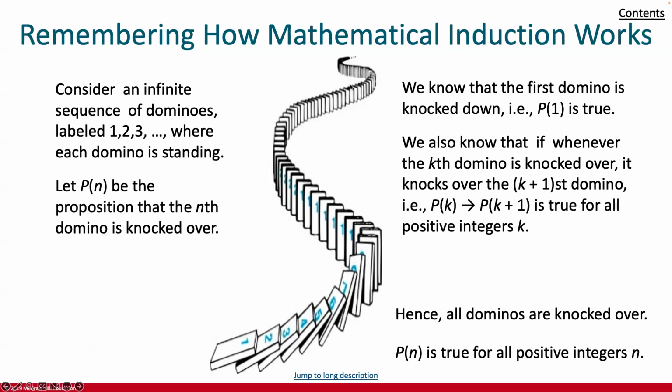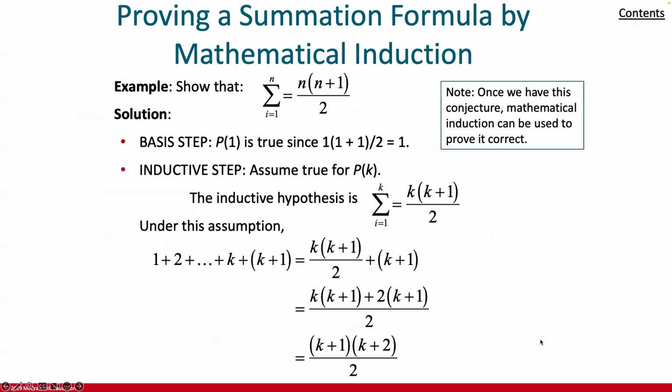But here is a more picturesque way of thinking about it. How can we consider the way that mathematical induction works? Consider an infinite set of dominoes, and maybe you've actually done this, and you could label them 1, 2, 3, 4, etc. Let P of n be the proposition that the nth domino is knocked over. If you align these correctly, they all should go down. We know that the first domino is knocked down, so P of 1 is true. We know that whenever the kth domino is knocked over, somewhere in the middle, it knocks over the k plus first domino, so we can express that if P sub k, then P sub k plus 1 is true for all positive integers k. Hence, all dominoes are knocked over, so P sub n is true for all positive integers n. That just gives us a little more insight into mathematical induction.